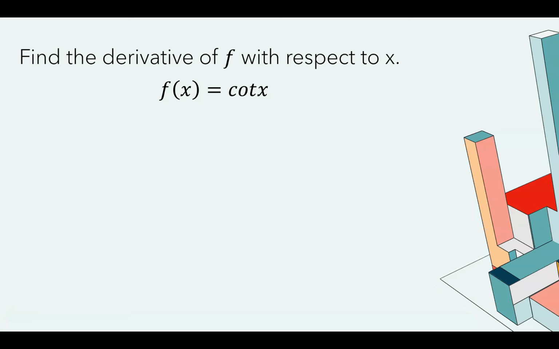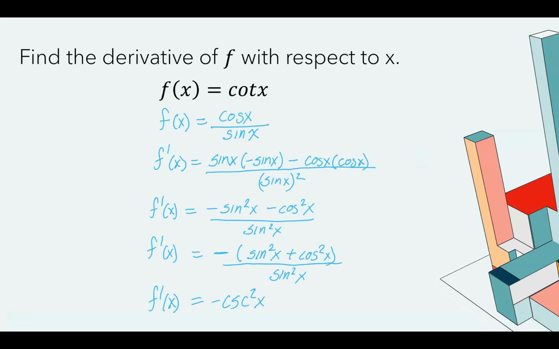You can figure out what we're going to do to find the derivative of cotangent of x. How would you do that? Well, you would think of cotangent as cosine over sine. And how would you do the derivative of that? Well, cosine over sine is a quotient of two functions. So the derivative of a quotient of two functions is the denominator, sine, times the derivative of the numerator, and the derivative of cosine is negative sine, minus the numerator, cosine, times the derivative of the denominator, derivative of sine is cosine, all over the denominator squared.